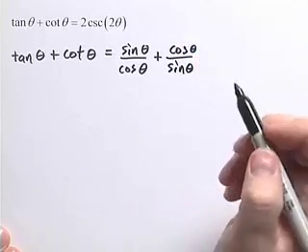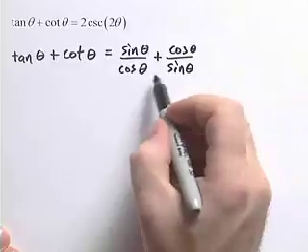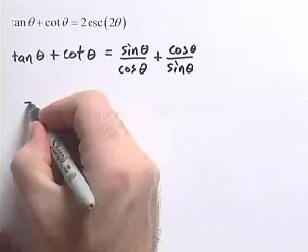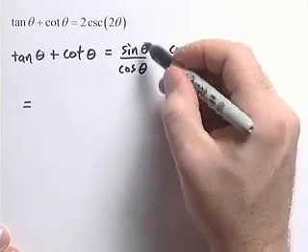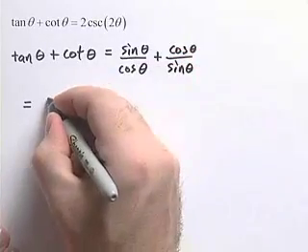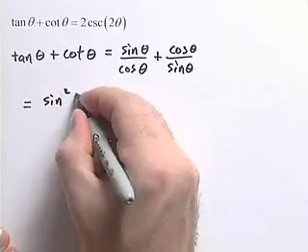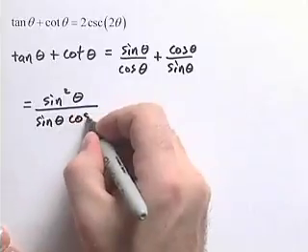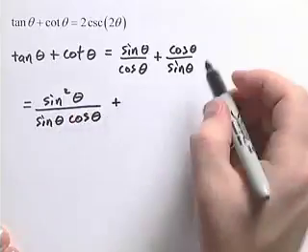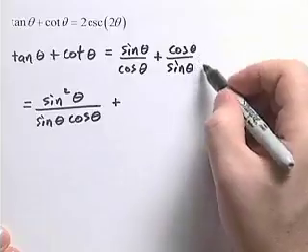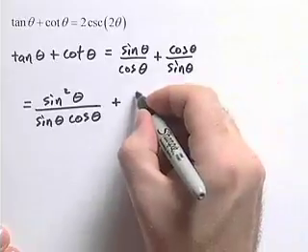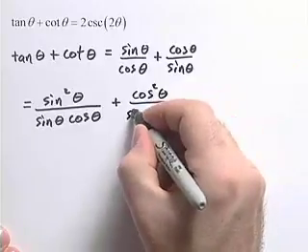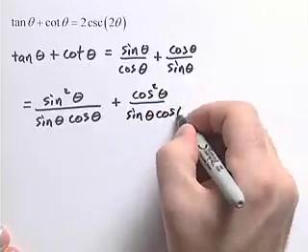We'd like to get a common denominator, so our common denominator will be the product of cosine theta and sine theta. To do that, we're going to multiply this fraction, the top and bottom here, by sine theta. That will give us sine squared theta over sine theta cosine theta. Plus, we want to multiply this fraction, the top and bottom, by cosine theta. That will give us cosine squared theta over sine theta cosine theta.